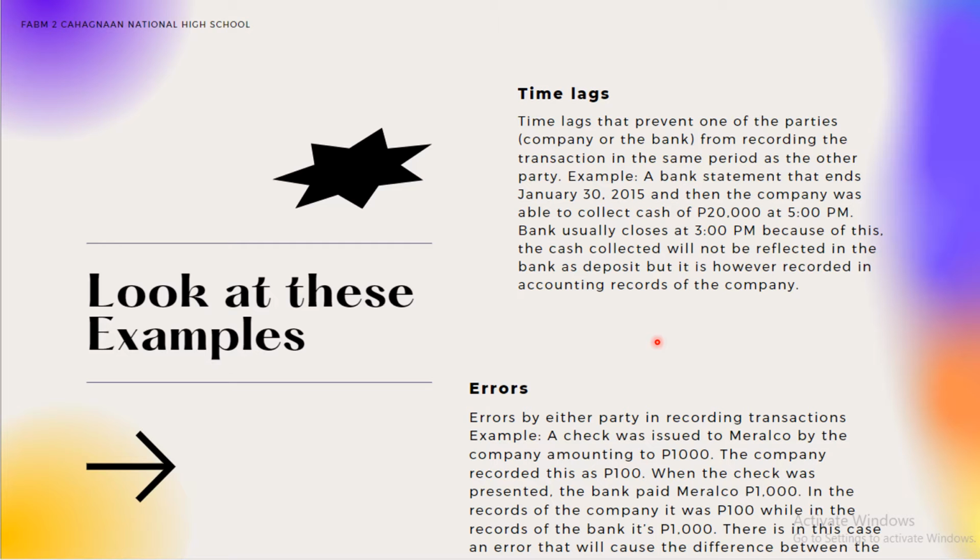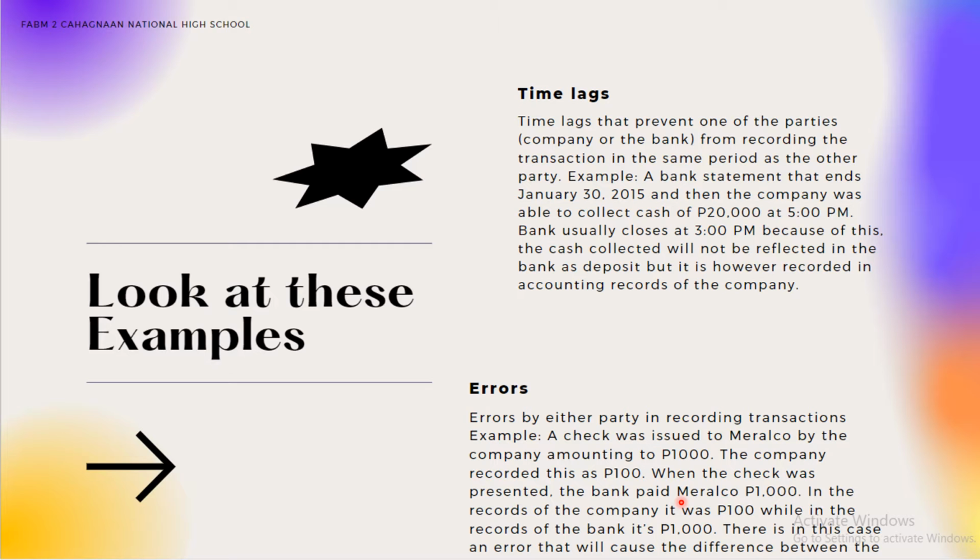So, ang nangyayari dito, yung money na record sa company ng January 30. But, sa bangko ay na-record siya ng January 31, 2015. Okay, nakuha nyo? So, hindi same day ang recording ng company at ang recording ng bangko. Okay? So, in this one, errors.